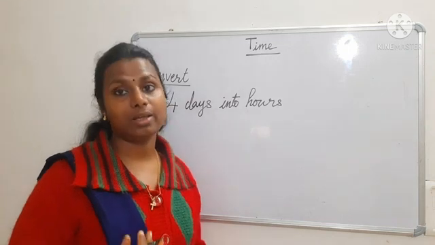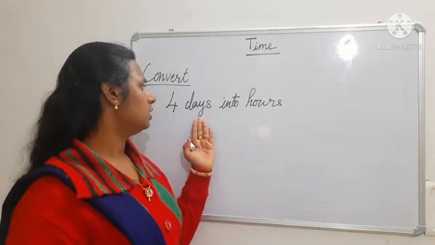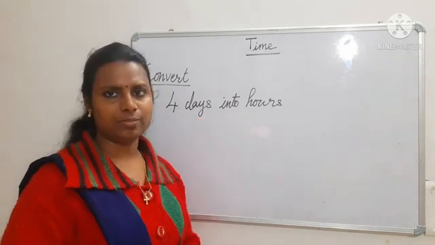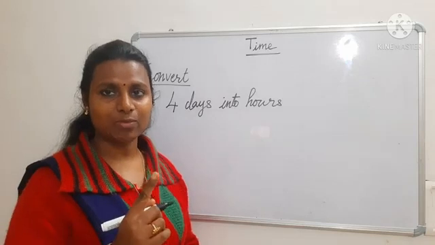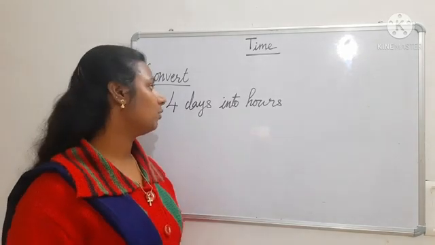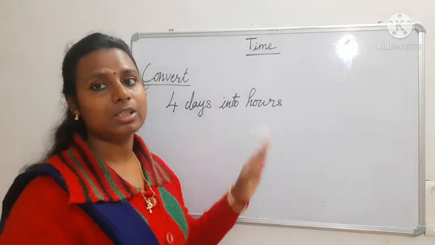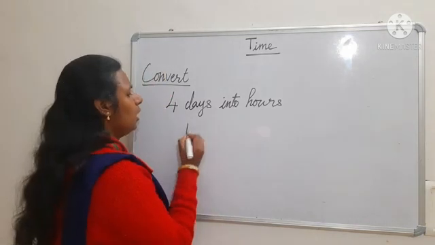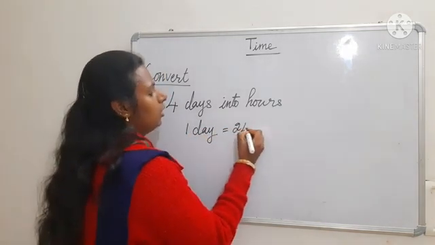How many hours are there in 4 days? We are going to find out. So what are the units here? Days and hours. You have to write the measures connecting days and hours. So 1 day is equal to 24 hours.